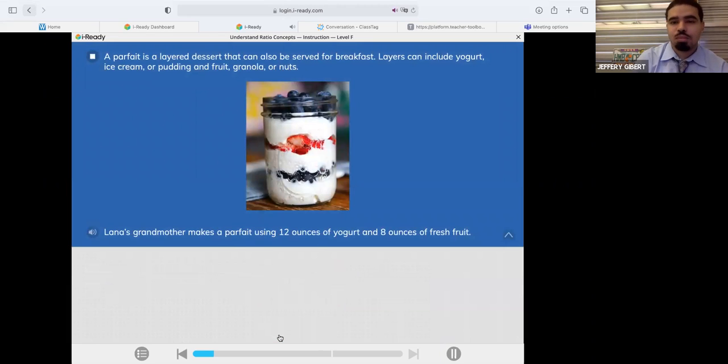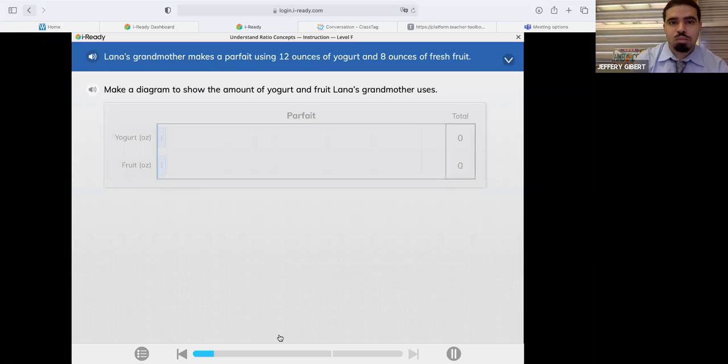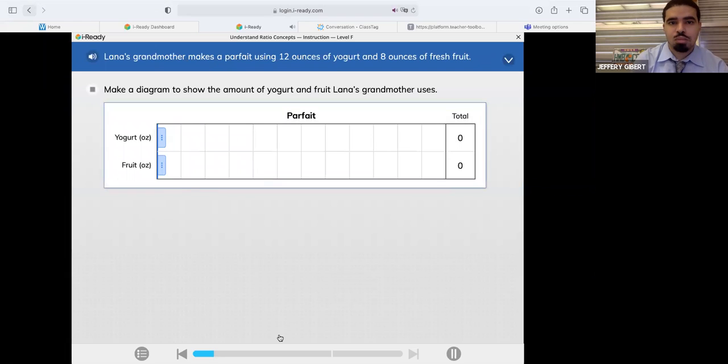A parfait is a layered dessert that can also be served for breakfast. Layers can include yogurt, ice cream, or pudding and fruit, granola, or nuts. Lana's grandmother makes a parfait using 12 ounces of yogurt and 8 ounces of fresh fruit. Make a diagram to show the amount of yogurt and fruit Lana's grandmother uses.